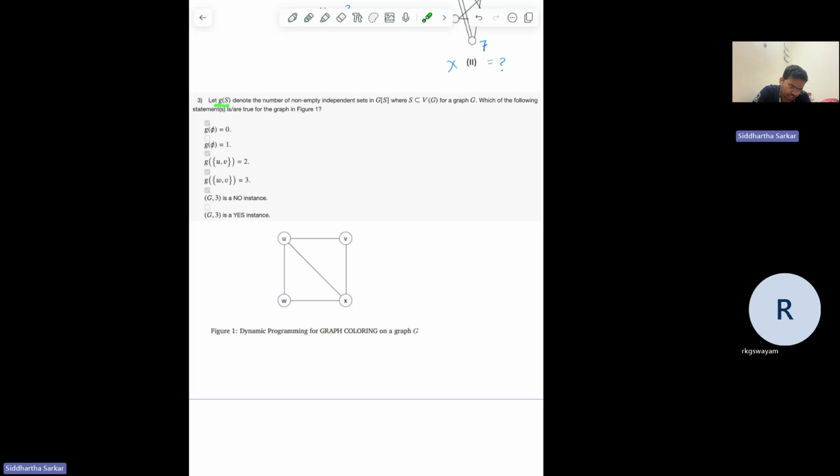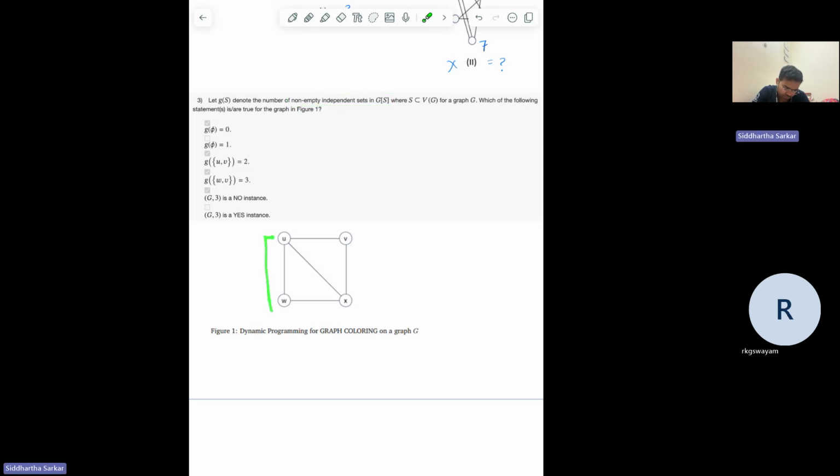So let G(S) denote the number of non-empty independent sets in G of S. So G of S is the subgraph induced on S. Okay, so S is some vertex set and G of S is the subgraph induced on S. So how many non-empty independent sets are there in G(S)? That is the question.